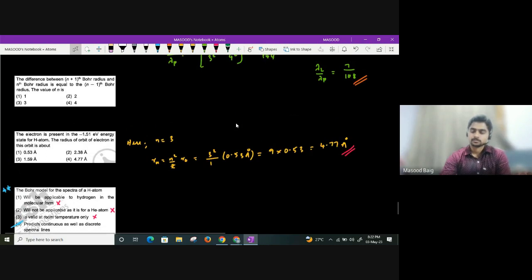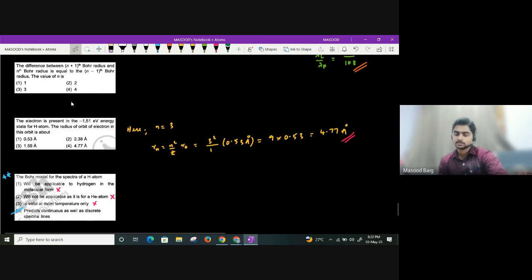Then what they are asking in this question is: the difference between the n plus 1th Bohr radius and the nth Bohr radius is equal to the n minus 1th Bohr radius. Then what is the value of n they are asking? Again, very good question. We will just see it below here, guys. What they are saying is, the difference in the n plus 1th minus nth orbit is equal to the radius of the n minus 1th orbit.